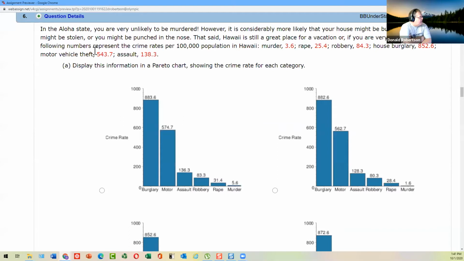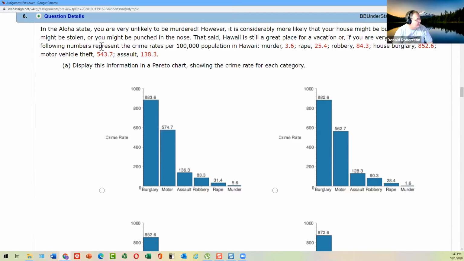Okay, in the Aloha state, oh, Hawaii. In Hawaii, oh yeah, took me a minute there. In the Aloha state, you're very unlikely to be murdered. Well, that's nice to know. However, it is considerably more likely that your house is going to get burgled, your car could be stolen, or you get punched in the nose. Okay, so evidently people in Hawaii won't kill you, but they'll beat you up and steal stuff. Okay, everybody to their own. That said, Hawaii is still a great place. Yeah, it's better than being killed, you're right.